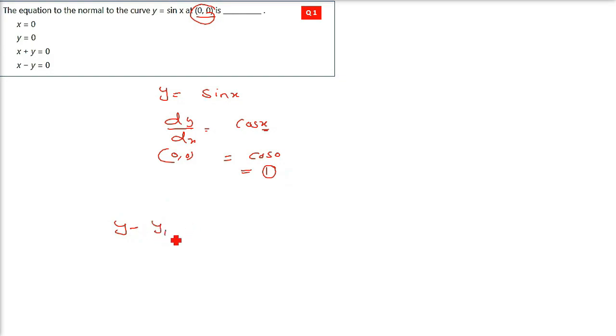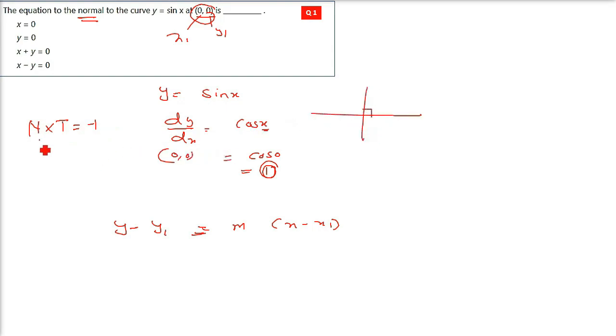y minus y1 is equal to m times (x minus x1) will be the equation of the line. So (x1, y1) is (0, 0), and m is 1. But the equation of the normal has to be found out, not the tangent. So when you multiply the normal and tangent slopes, it will be -1. So the normal slope is -1 divided by the slope of the tangent. So it is going to be -1. So this is y minus 0 equals -1 times (x minus 0).